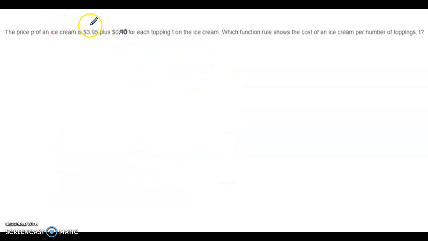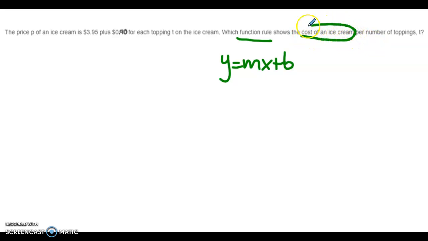All right, the price of an ice cream is $3.95 plus 90 cents for each topping T on the ice cream. Which function rule shows the cost of an ice cream per number of toppings T? All right, so it asks us to do a function rule, which we know is y equals mx plus b. We want to know the cost of an ice cream. Oh, price of ice cream is P. Okay, sure, we'll make it P. The price of ice cream is P, and toppings, we're going to give the letter T.